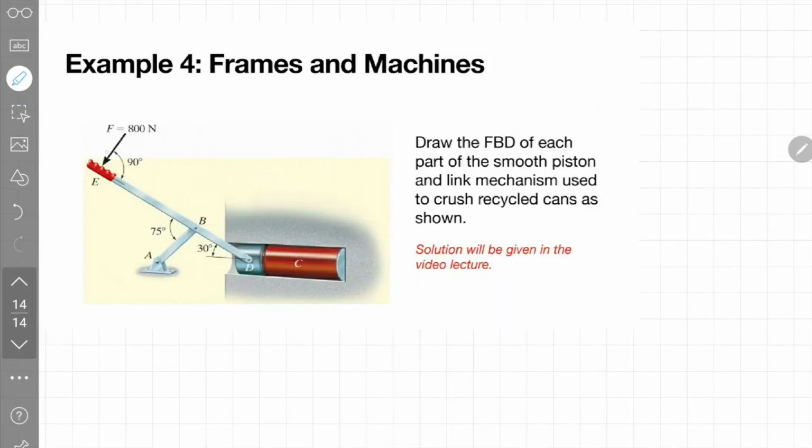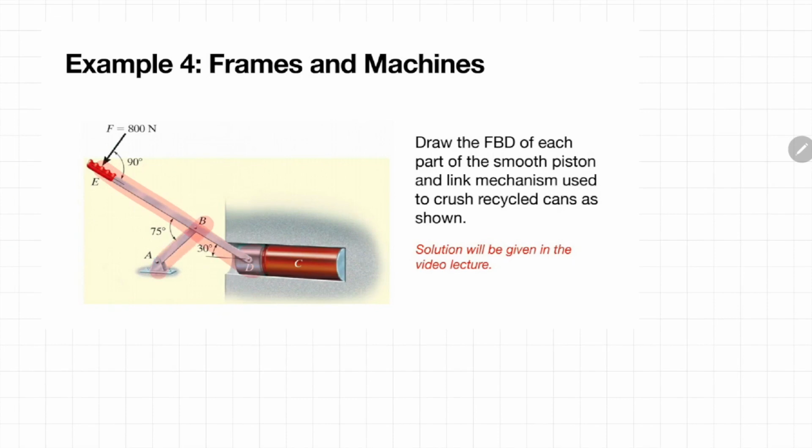Now let's look at the final example on drawing the free body diagram of a machine. This is a can crusher. This can crusher consists of multiple members, which are member EBD, member AB, and also the piston D. If we consider the entire can crusher, we know that point A is a pin type of joint, so there are two reaction forces acting at point A, which are Ay and Ax.